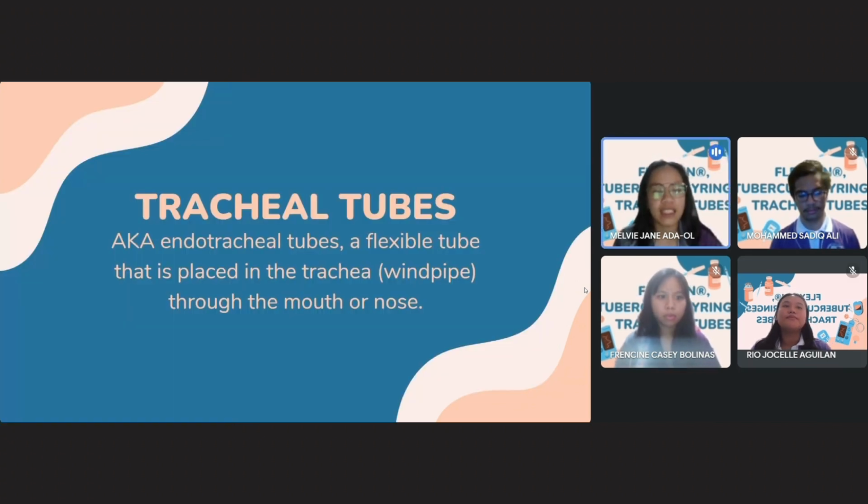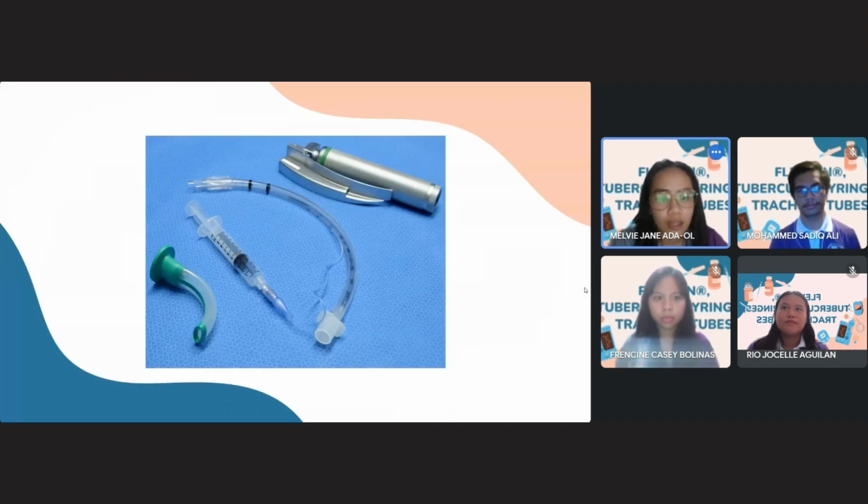And for the last device that we will be talking about today, the tracheal tubes, also known as endotracheal tubes. This is a flexible tube that is placed in the trachea or the windpipe through the mouth or nose. So this is how it looks, the one in the middle.